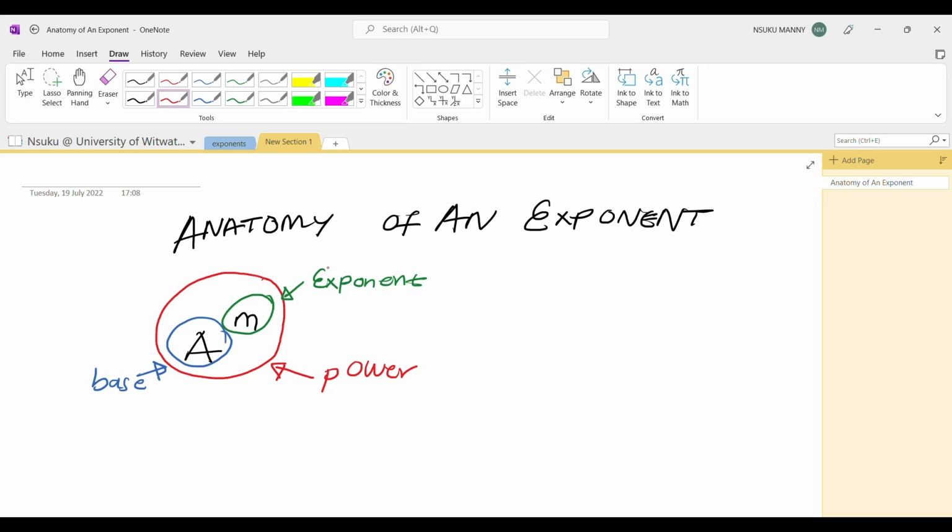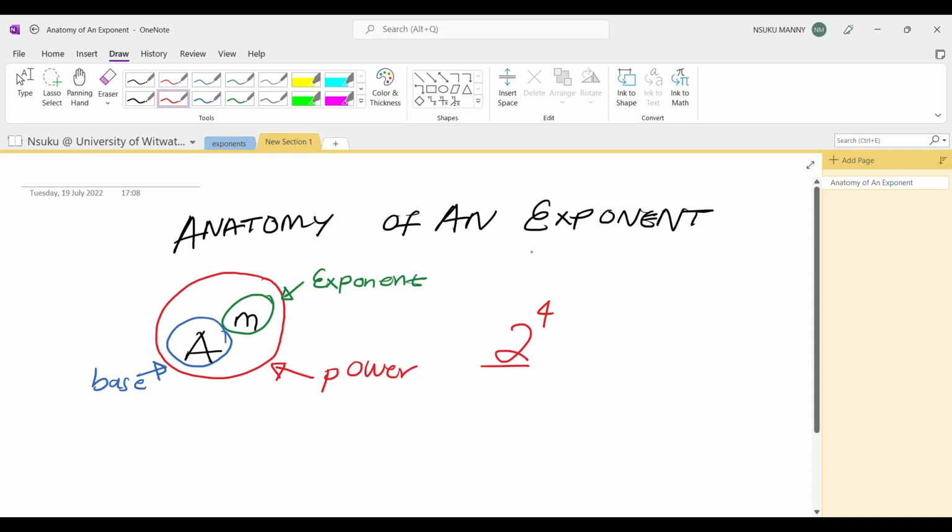So the first thing that I want us to talk about is what we call a base, right? So a base is basically this right here. This A is known as a base, right? And what's on top of it is our exponent. And then the combination of the base and the exponent is what we call a power, right? So let's say this base would be 2, and then our exponent would be 4. So we'd say base 2 to the exponent of 4, or 2 to the power of 4.